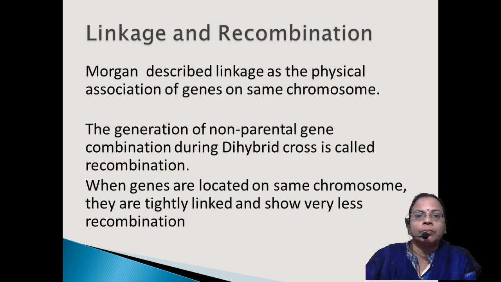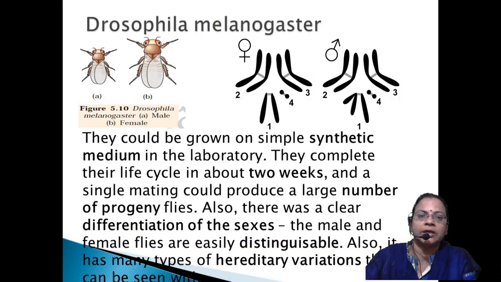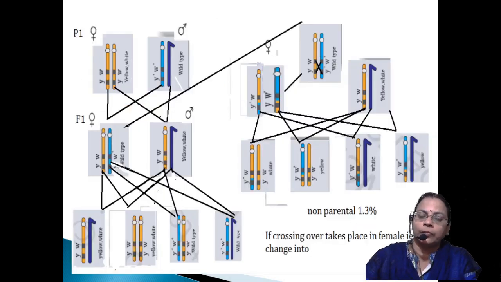And he introduced one more term: recombination. So why are non-parental combinations arising? If they have the linked tendency, why then the recombination? If it were going completely as it is, then in the test cross they would get only a 1:1 ratio, that is, the parental generation alone.